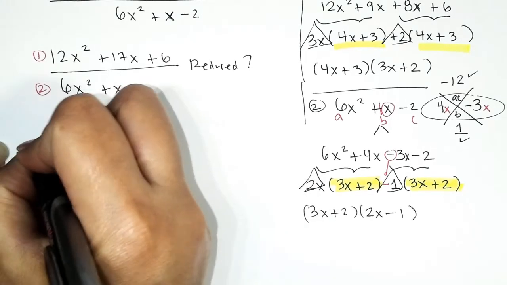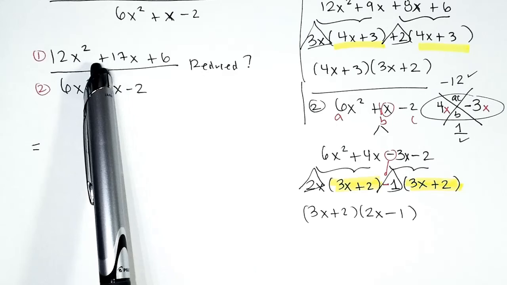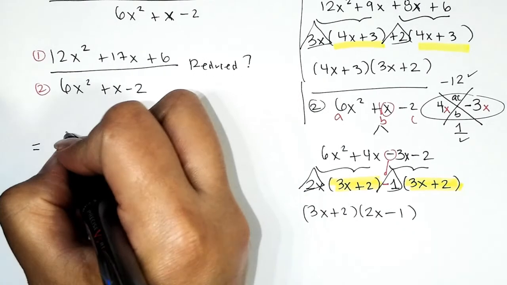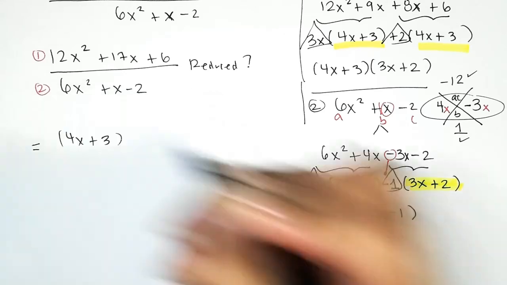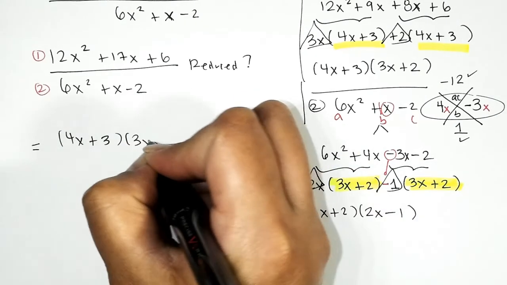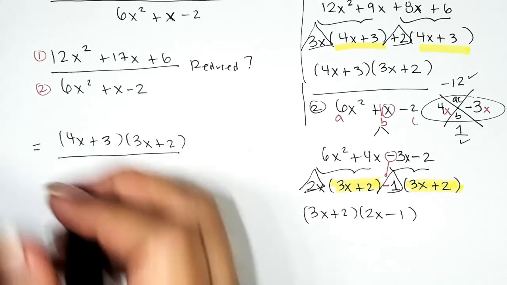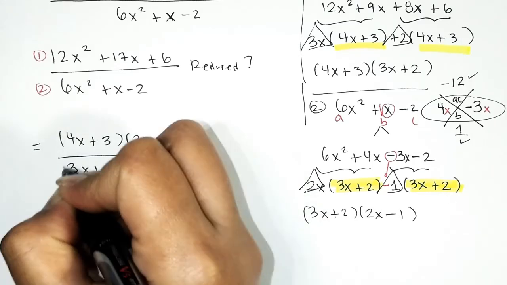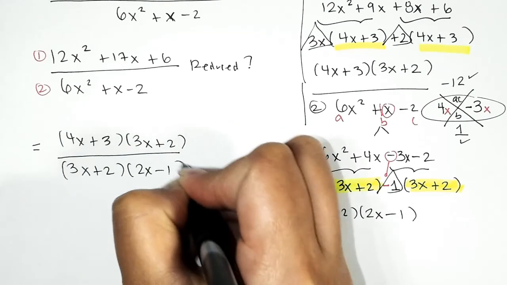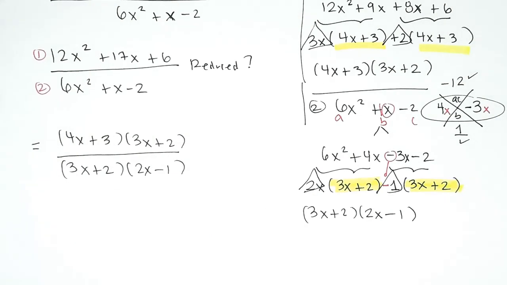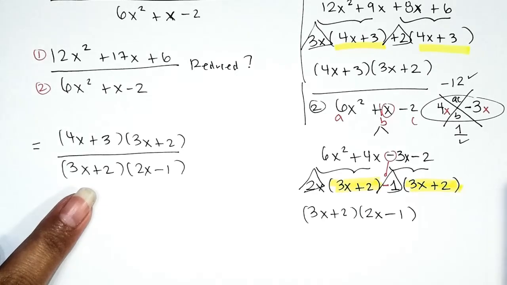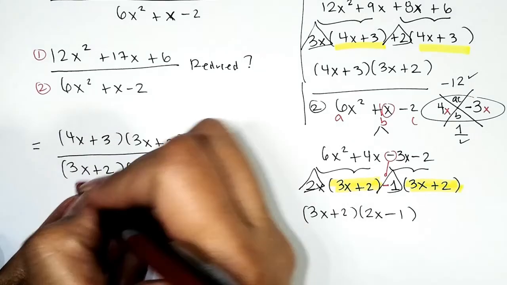We did it. Thanks to our hard work, the numerator factored completely to 4x plus 3 times 3x plus 2, and that's all over the common denominator of 3x plus 2 times 2x minus 1. When it comes to reducing rational expressions, the toughest part is factoring, but we already did it. So let's ask ourselves, is this reduced? I have a 3x plus 2. Can I cancel it with something? I sure can. So let's go ahead and do it.